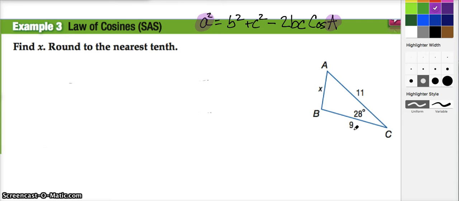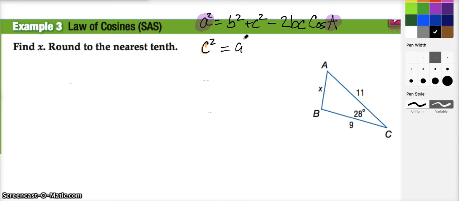In this case, we're looking for side x, which is across from c, and basically we can change this in any way. So if I'm looking for side c, the formula would be c squared is equal to a squared plus b squared, very much like the Pythagorean theorem, minus 2ab, notice that we're using the same letters here, times the cosine of angle C. And so that's how we're going to use this to get to what we want.